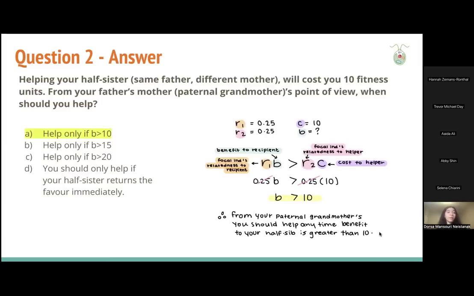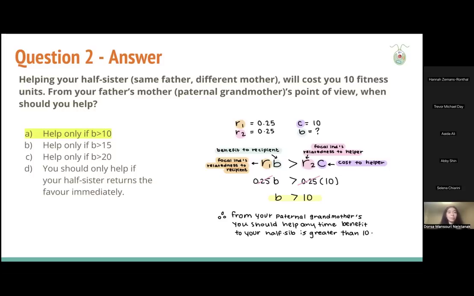It's important to note that your paternal grandmother is equally related to you as she is to your half-sibling. Therefore, those relatedness terms are going to be the same, and conveniently, they're going to cancel out of the equation, leaving B is greater than 10. So from your paternal grandmother's perspective, you should help anytime the benefit to your half-sibling is greater than 10, which makes sense because the cost to you is 10 fitness units.